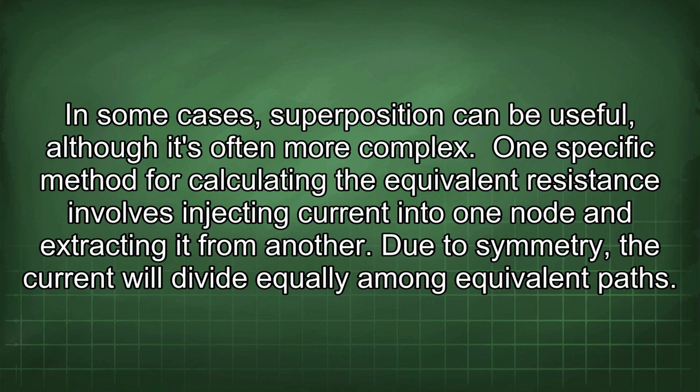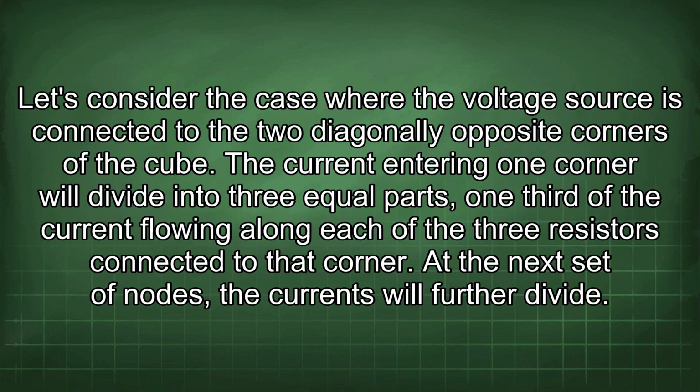Due to symmetry, the current will divide equally among equivalent paths. Let's consider the case where the voltage source is connected to the 2 diagonally opposite corners of the cube. The current entering one corner will divide into 3 equal parts, 1/3 of the current flowing along each of the 3 resistors connected to that corner.